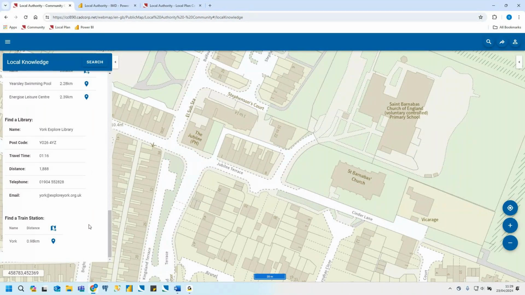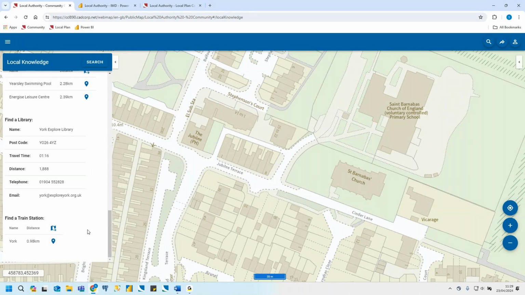And then the last example here is, where is our access to the nearest train station? Now, these are the examples I've chosen today, but this service can be configured to your liking. But you can probably all agree, local knowledge is a simple but quick way to access information. And as a member of the community, it's concise information at your fingertips.